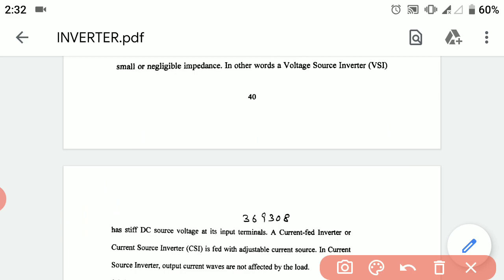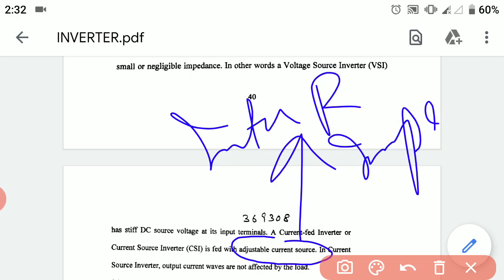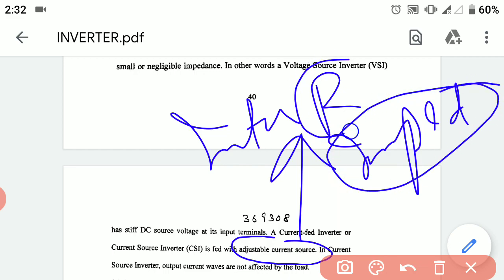Another important thing is that when we are using an adjustable current source, it will have an internal resistance or impedance. By using impedance or resistance, we can vary or adjust the current source. That is, the current source can be adjustable if it has a high impedance or resistance. But for a constant voltage source, we will have negligible impedance or resistance.